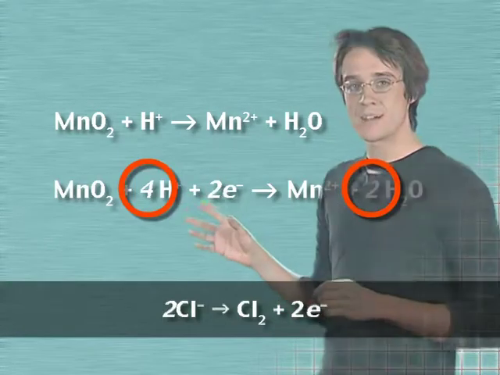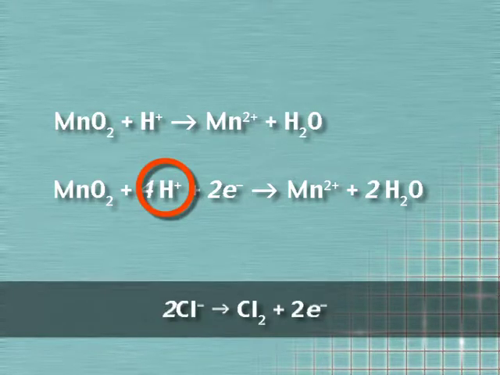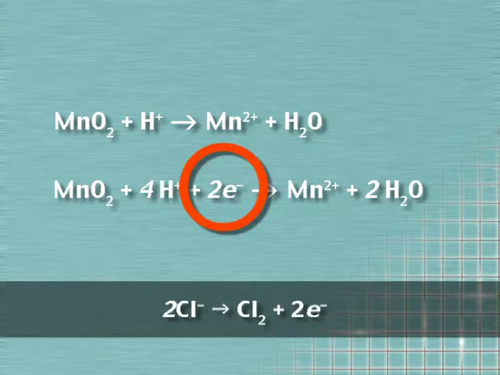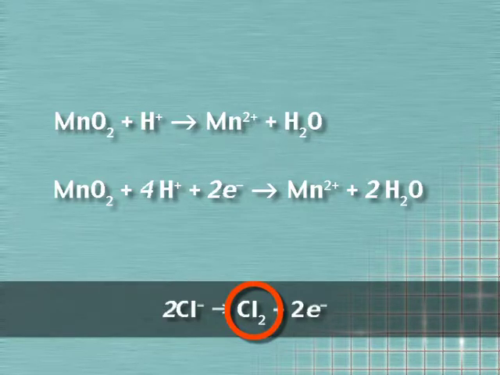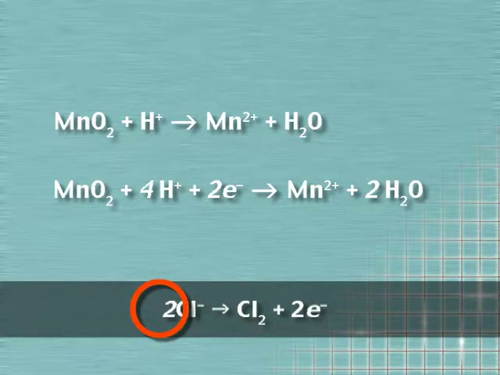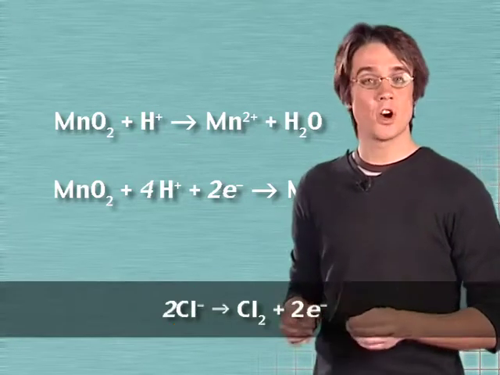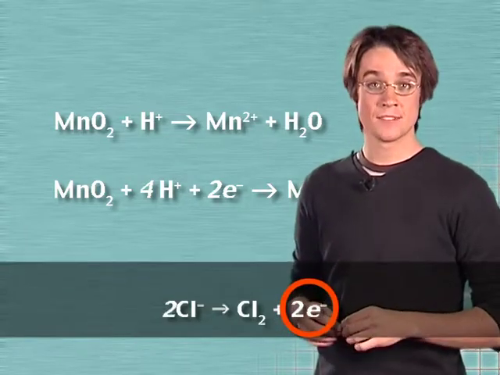First, balance the number of atoms. Now, balance the charges. On the left-hand side, we have 4+ and 2+ on the right-hand side. So 2 electrons need to be added to the left-hand side. The chloride ions from hydrochloric acid have been converted into chlorine. Balance the chlorine atoms, then balance the charges. These are 2- on the left-hand side with no charge on the right-hand side. So add 2 electrons to the right-hand side.